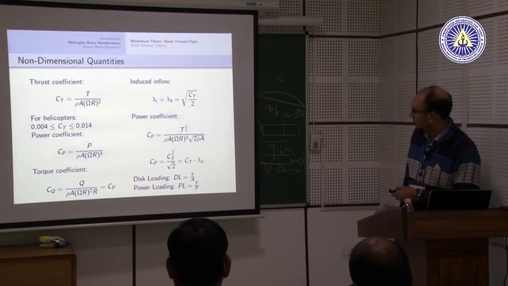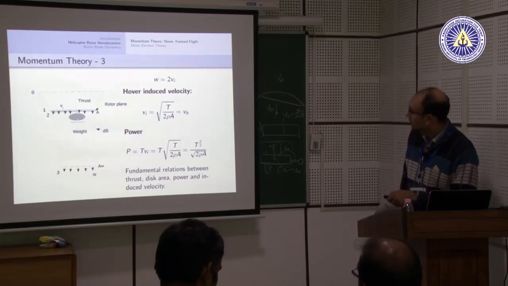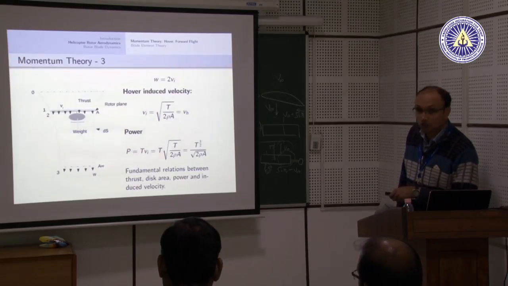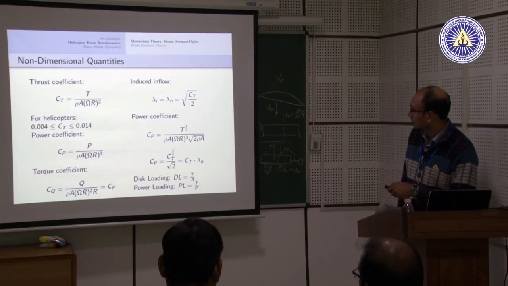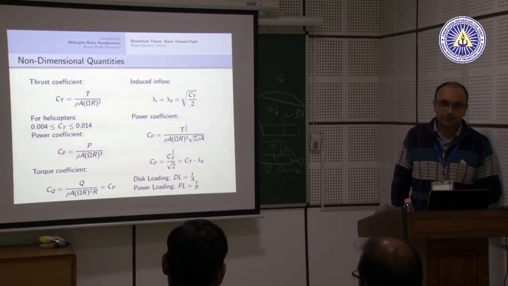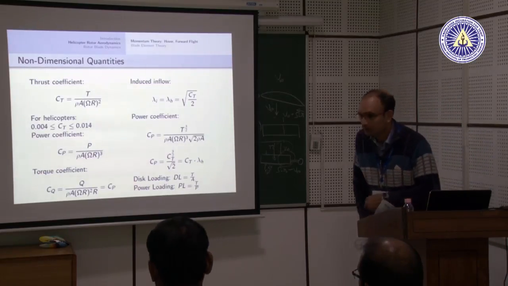So this actually becomes a very nice simple expression. Whatever we had earlier, Vi equal to square root of T by 2 rho A, has now become lambda i or lambda h equal to square root of Ct by 2. This is a fairly useful thing.